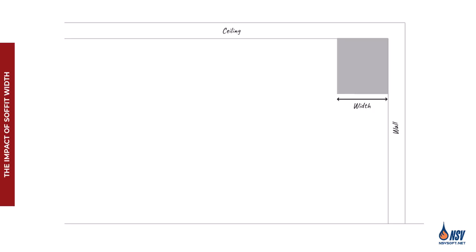The width of the soffit is the most critical factor in the Soffit rules. NFPA 13 categorizes soffit widths into three distinct ranges: up to 24 inches, more than 24 up to 30, and more than 30 inches. In the following parts of the video, we will examine the NFPA requirements for each category.